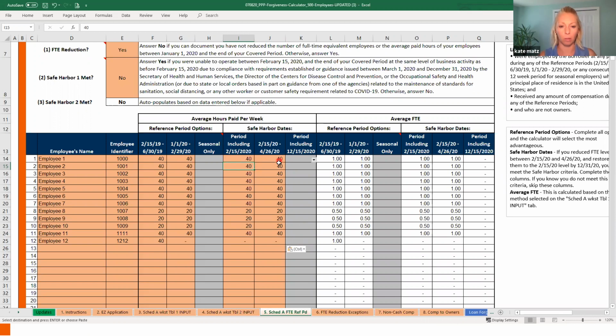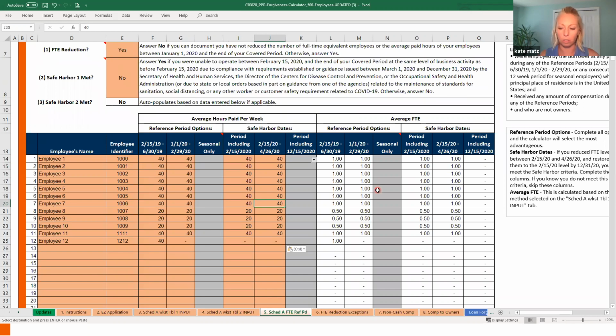So as we look down through here, we don't have any reductions in that time period. So we know we've got some reductions, but those all happened after 4/26. Those happened during our covered period. So we actually aren't eligible to meet this safe harbor number 2.